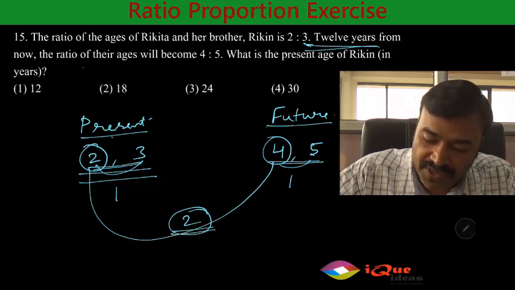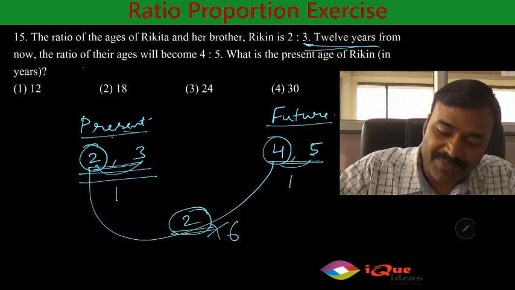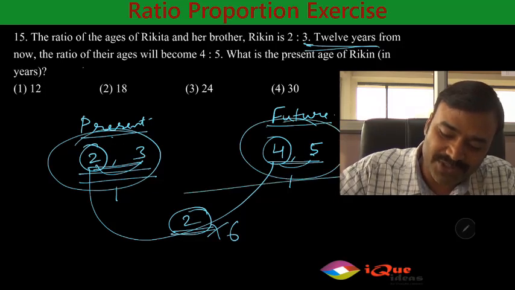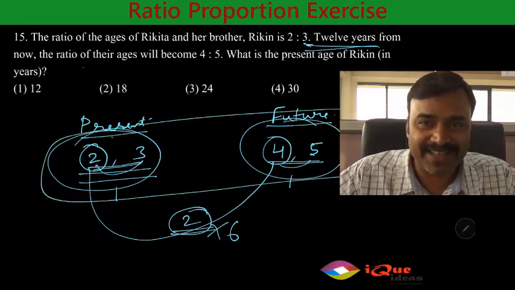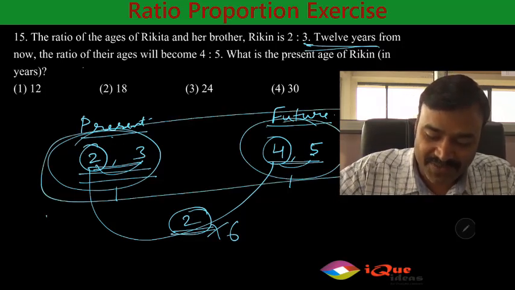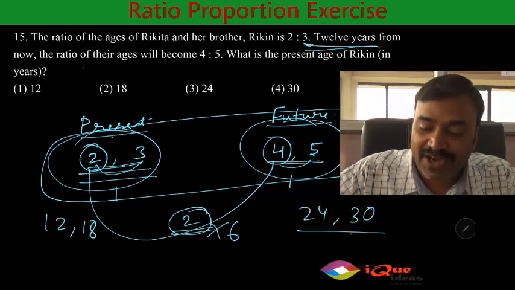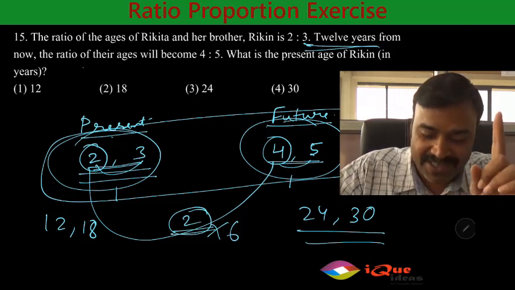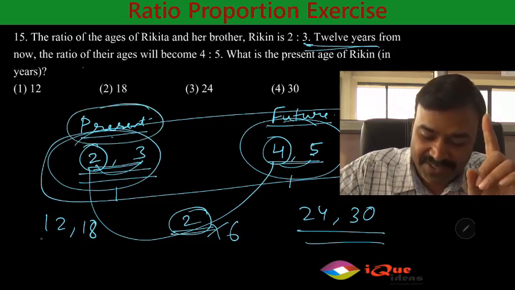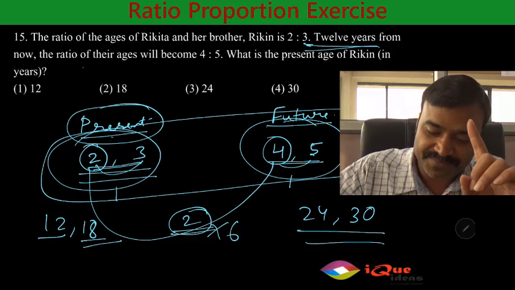How do you make this 2 equal to 12? Multiply by 6. So multiply everything, this whole set of data, by 6. Right? So 2 6s are 12, 3 6s are 18, 4 6s are 24, 5 6s are 30. So without doing anything, we have got the answer. The present ages of Rikita 12 and Rikin 18. Alright.